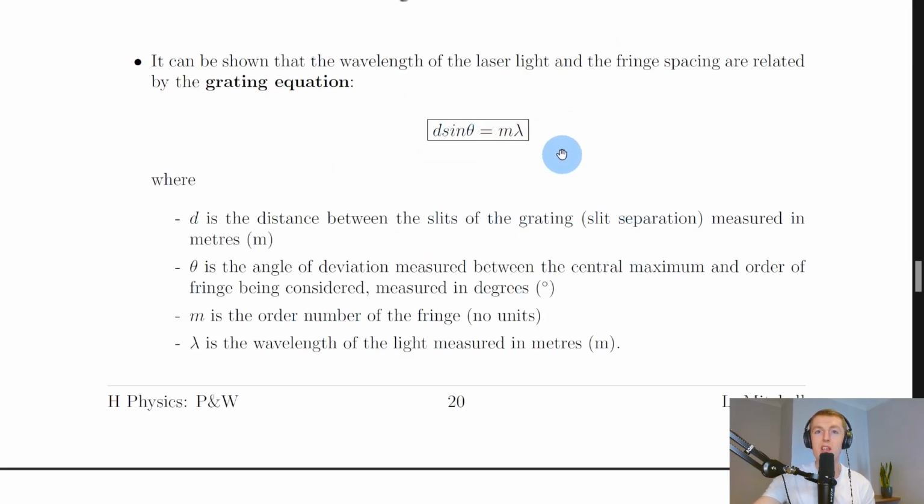So here's our grating equation, which is d sin theta = m lambda, where d is the distance between the slits of the grating, i.e. the slit separation, measured in meters. Theta is the angle of deviation measured between the central maximum and the order of fringe being considered, measured in degrees. m is the order number of the fringe with no units. And lastly, lambda is the wavelength of the light measured in meters.